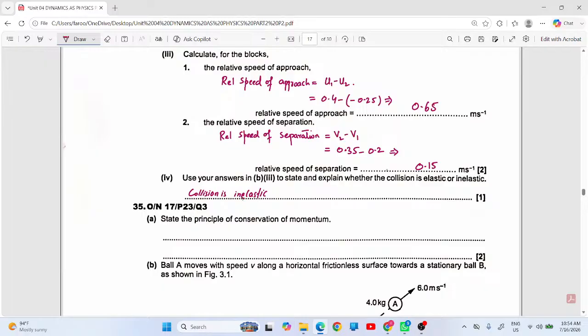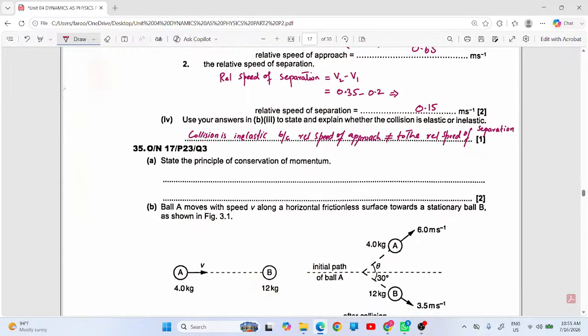Inelastic because relative speed of approach is not equal to relative speed of separation.